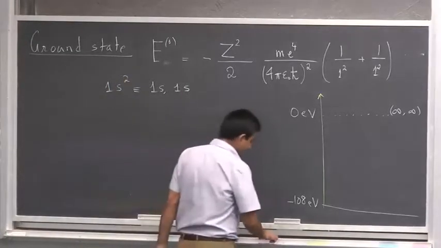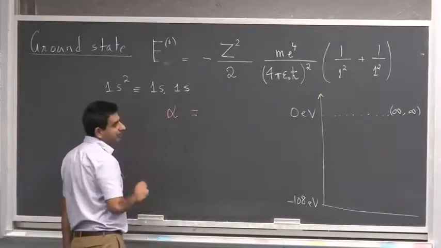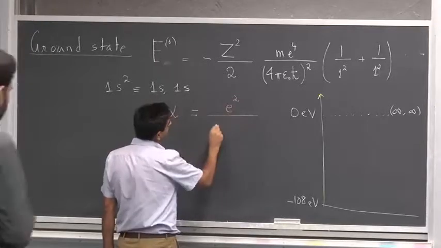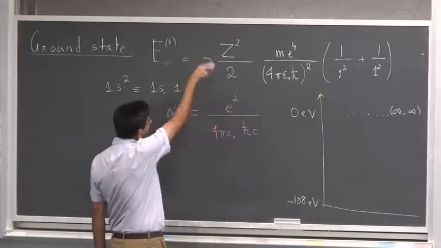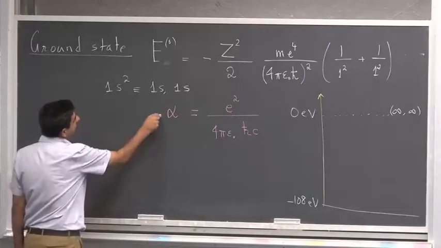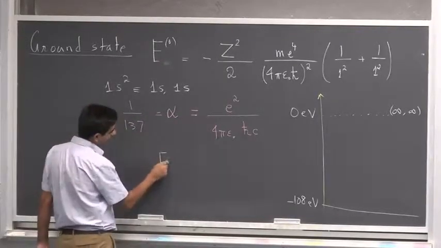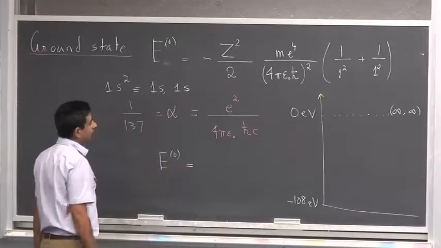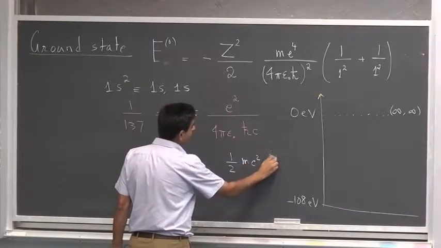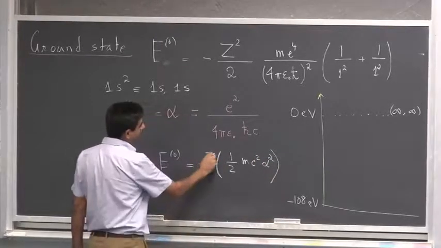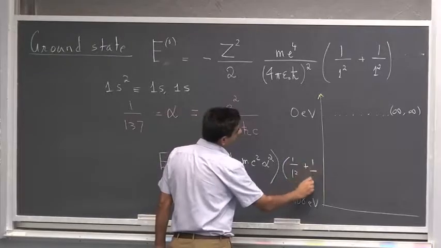And by the way, this result can also be recast in terms of the fine structure constant alpha, which is given by e squared over 4 pi epsilon naught h bar c. So if you insert the value of e squared and you write everything in terms of the fine structure constant, whose value is 1 over 137, this is something you should commit to memory, then the ground state energy E naught can also be written as minus 1/2 m c squared alpha squared Z squared into (1 over 1 squared plus 1 over 1 squared).